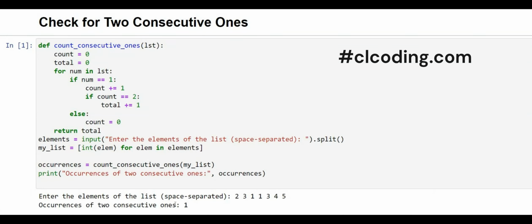So here it is prompting the occurrence of two consecutive ones: 1. Here 1 has occurred consecutively only one time. So the answer is 1. Now we'll get back to our code.